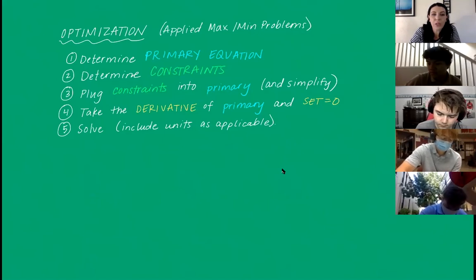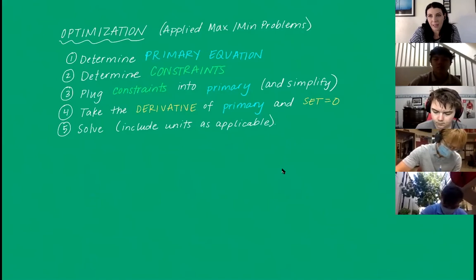So the first thing we're going to do is determine the primary equation. I will explain what that is. We want to determine the thing we are trying to maximize or minimize. Okay, so our primary equation is like, what is the thing you want to find the most of or the least of? So that's our primary equation. And then we're going to determine our constraints. So usually you're given additional information that limits you. So it says something like the area must be 24, but find the max volume or something like that. And so we have some constraints that we're given.